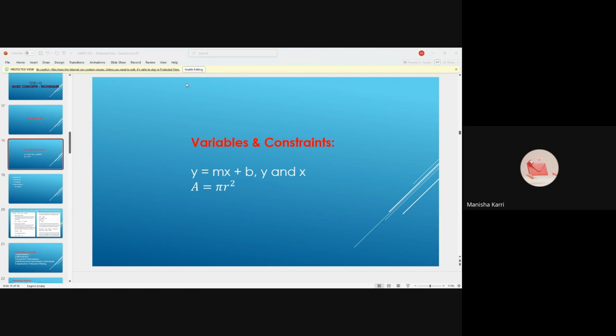Generally, variables change their values while constants represent fixed values, and both are very important in programming, mathematics, and economic contexts.